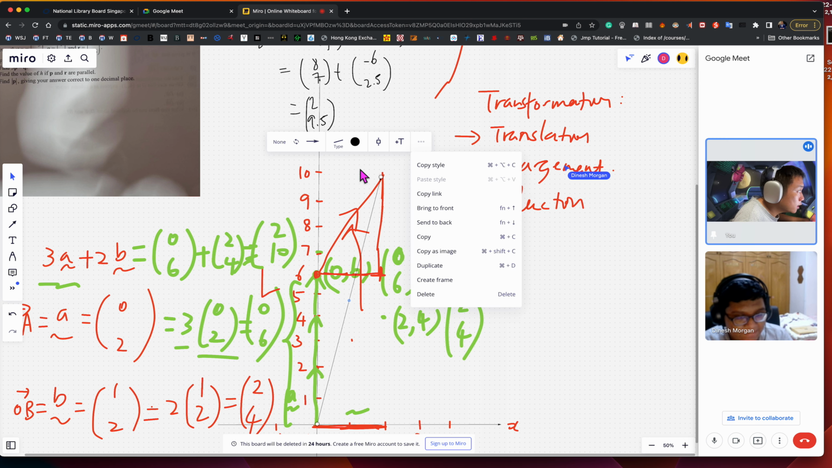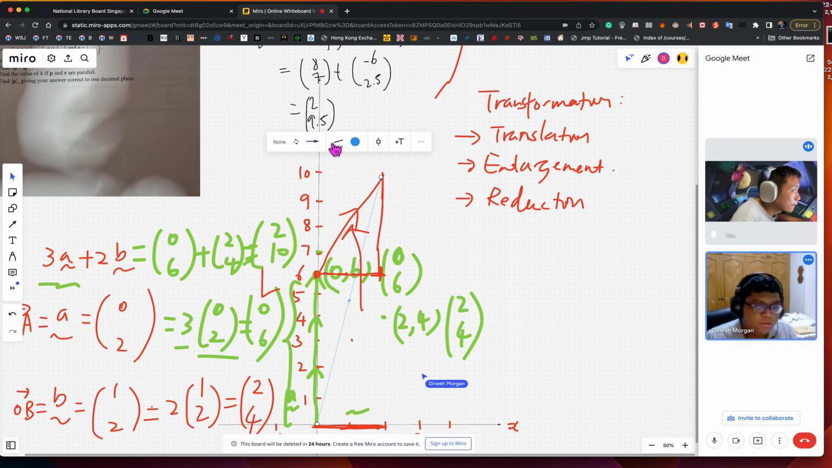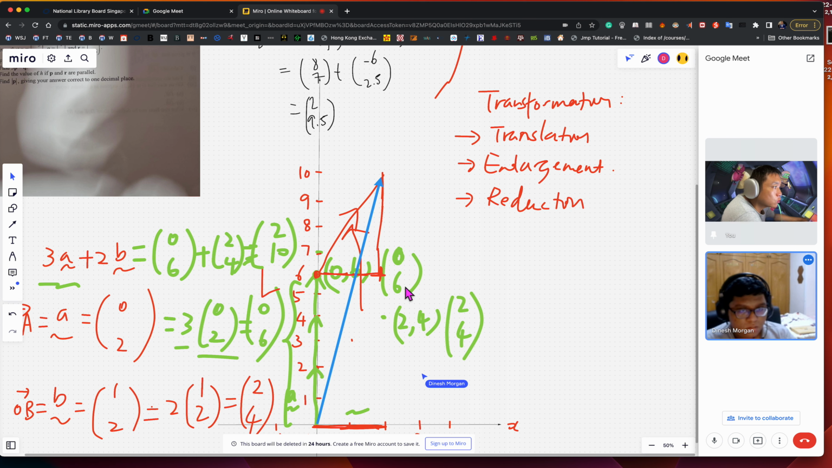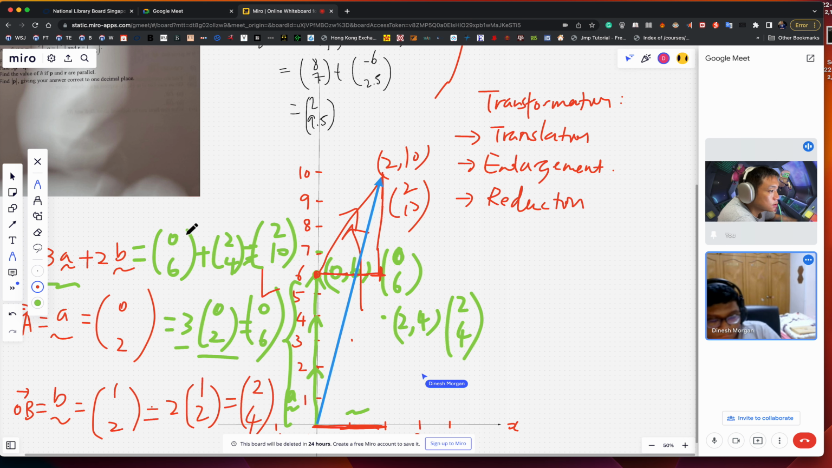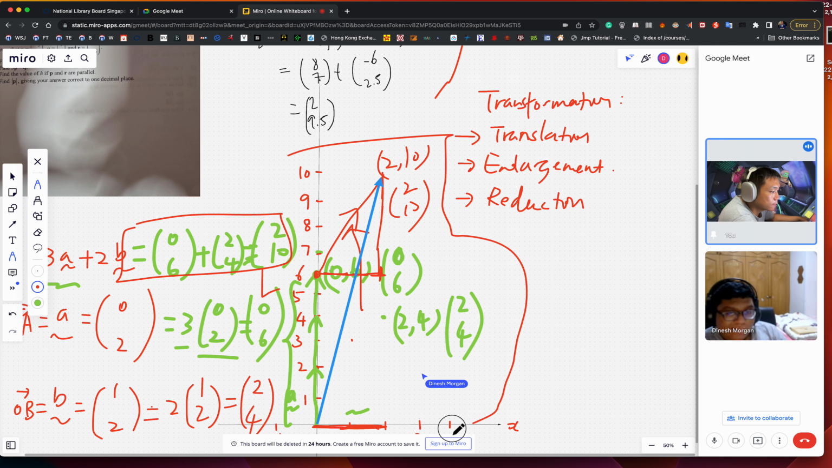You see how I solve it graphically? And we use a blue line to make it clearer. Can you see? Yeah. So yes, if you solve it graphically, then you will get this. This is 2, this is 10, coordinate 2 and 10. So you solve it faster mathematically, but yes, you can also solve it graphically.